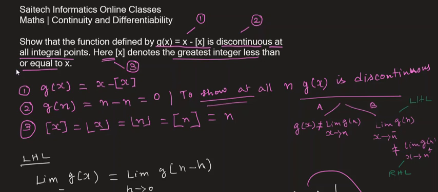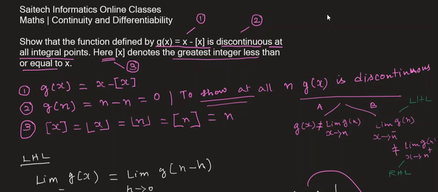This problem is based on continuity and differentiability. Show that the function defined by g of x is equal to x minus the floor function of x is continuous at all integral points. When I put x within square brackets, that represents the floor function. That means it indicates the greatest integer less than or equal to the value of x.